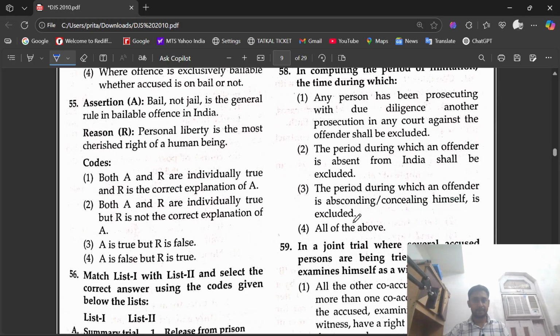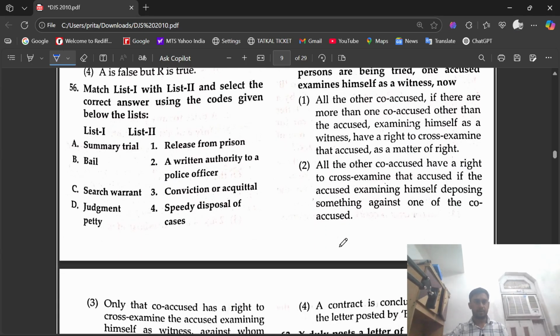See question number 55. Assertion A: Bail, not jail, is the general rule in bailable offence in India. Reason: personal liberty is the most cherished right of a human being. Bail is the general rule. Both are correct. Both A and R are individually true, and R is the correct explanation of A. So this will be the first option, first.